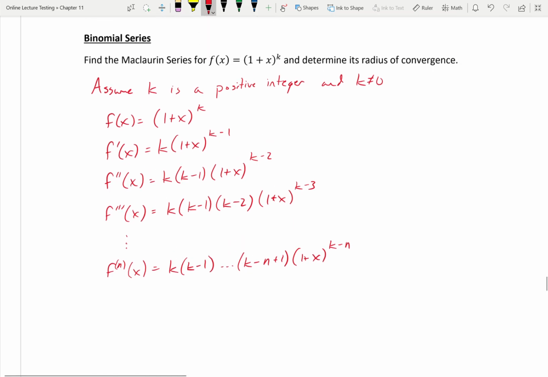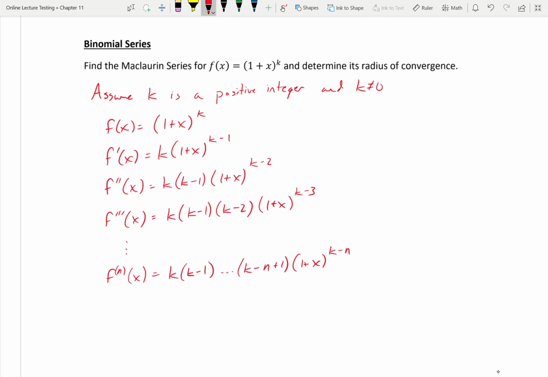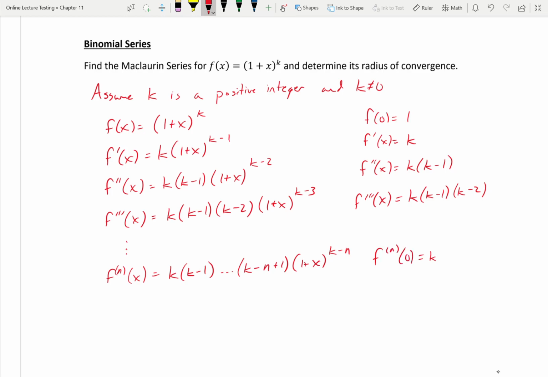All right, well, we're finding the Maclaurin series. So f of 0, when we plug 0 in for x, we're just going to get 1 out. When we get the first derivative, we're going to get k out. Second derivative, we're going to get k times k minus 1. Third derivative, we're going to get k times k minus 1 times k minus 2. And so forth, the nth derivative evaluated at 0 is k times k minus 1, and so forth, times k minus n plus 1.